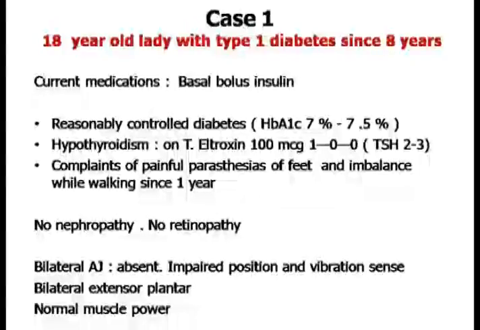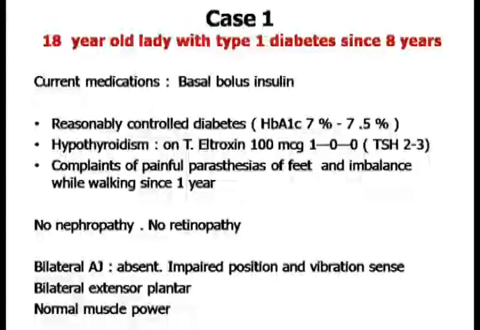So this is an 18-year-old lady with type 1 diabetes since 8 years. She's on basal bolus insulin. She's reasonably well controlled over the last 2 or 3 years, with A1Cs around 7 to 7.5%. She has hypothyroidism and is on L-thyroxine. TSH has been around 2 to 3, reasonably well controlled. She complains of painful paresthesias of the feet and imbalance while walking for the last 1 year. There's no nephropathy and no retinopathy. On clinical examination, she has the typical absent ankle jerks and impaired position and vibration sense. She has an extensor plantar and normal muscle power.